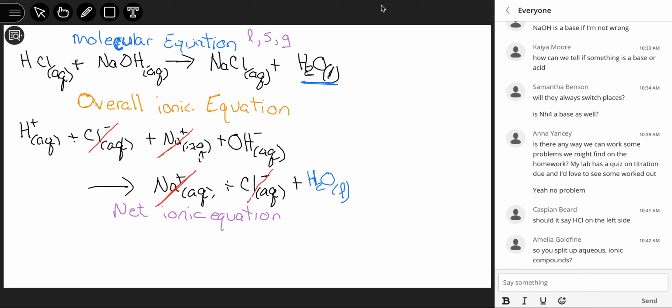Technically, the overall ionic equation doesn't have everything crossed out. I crossed those out so you can see what's a spectator ion, and so you can see what to write in the net ionic equation piece. So we have H plus and OH minus, those are both aqueous. Makes water.